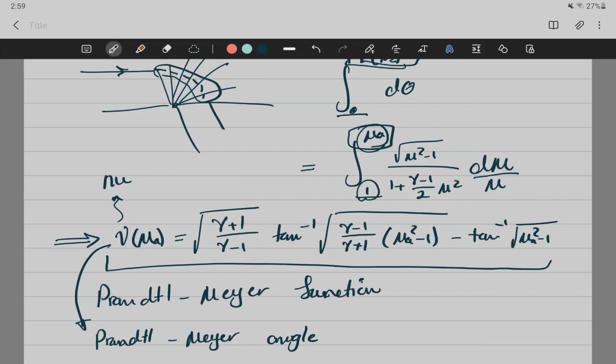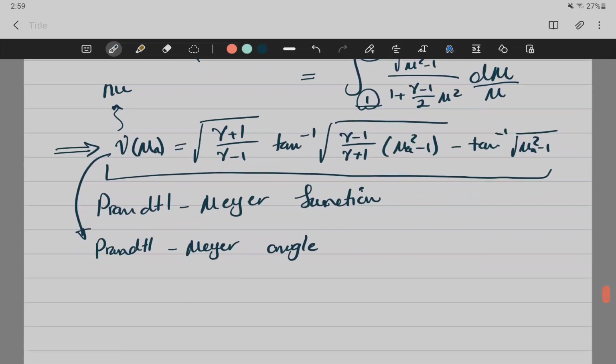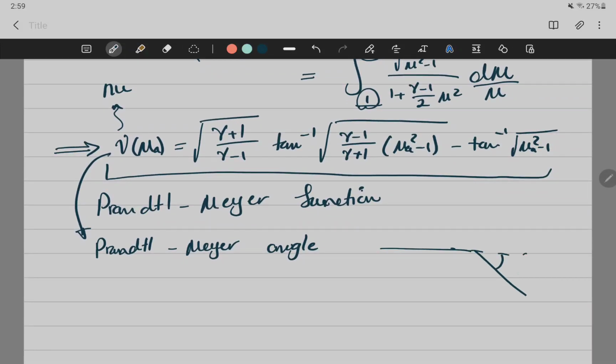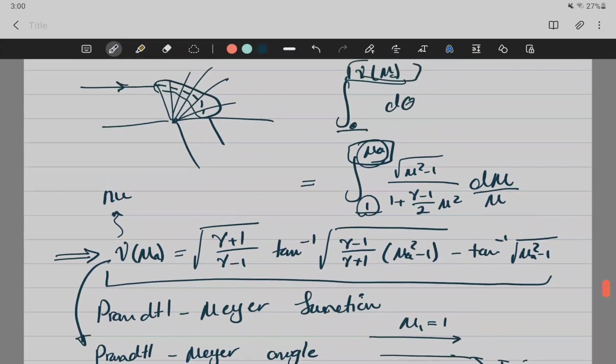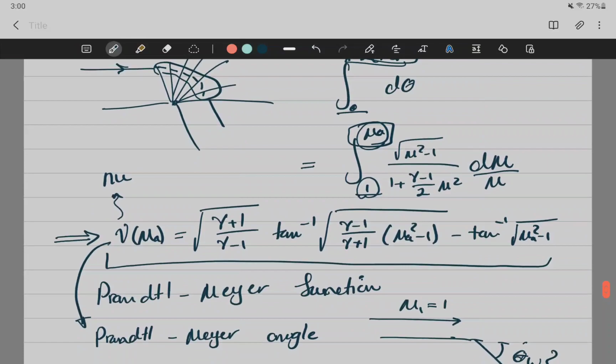Why is it not in general representative of your body's angle? Why is it not representative of that specific angle, theta of wall? Because not all of the incoming flows are sonic flows. If it was a sonic flow, then yeah, this would have been equal to nu. Which also means that for sonic flows, this Prandtl-Meyer angle, nu of a sonic flow, is 0. That's by definition. Does this make sense? Is it clear? Okay.